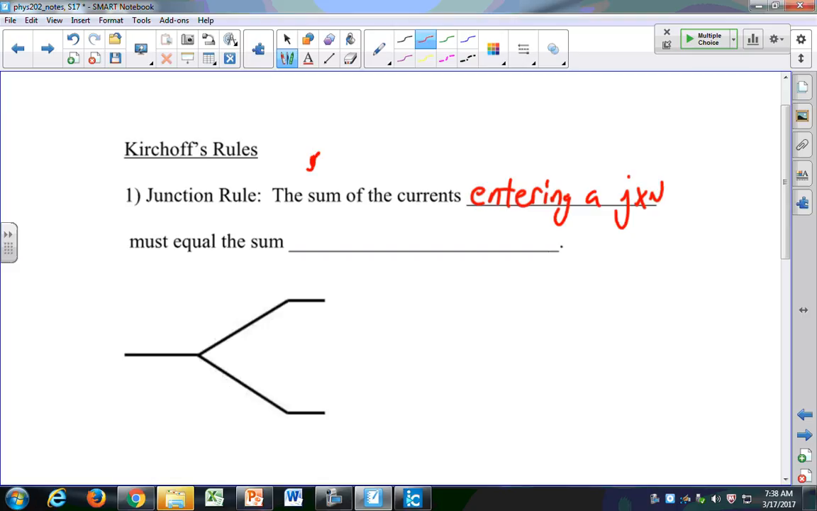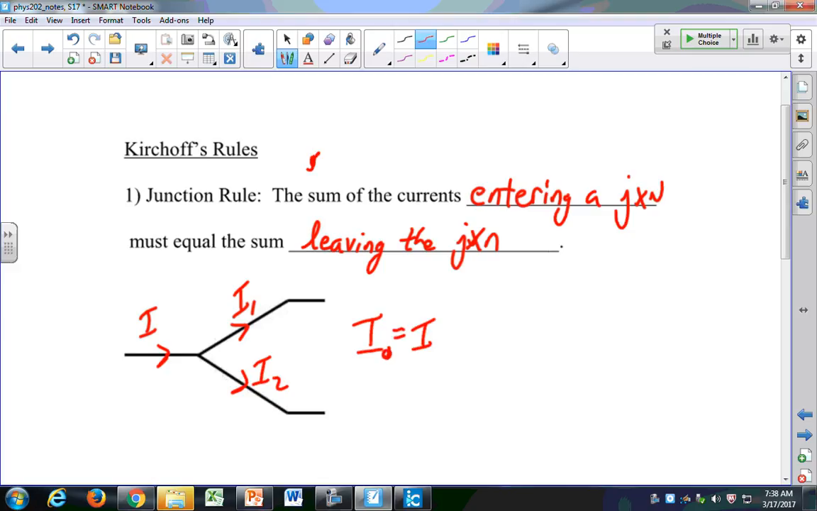So the sum of the currents entering a junction must equal the sum leaving the junction. If I have a current I going in, that must equal the currents leaving that junction, I1 and I2. I equals I1 plus I2. So for example, if I have 8 amps going in and I have 5 amps here, then I must have 3 amps there. It's necessary for me to have 3 amps there. Otherwise, I have current going somewhere that it's not supposed to be going.